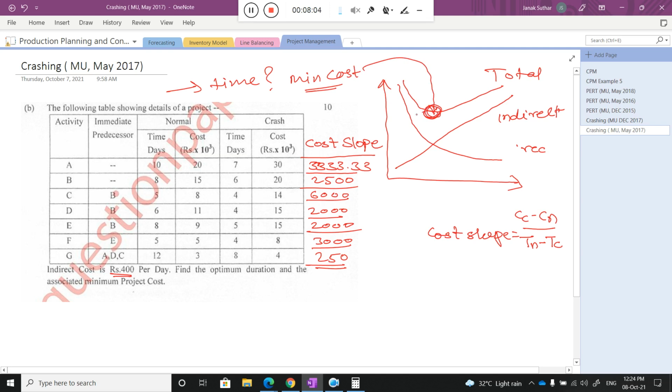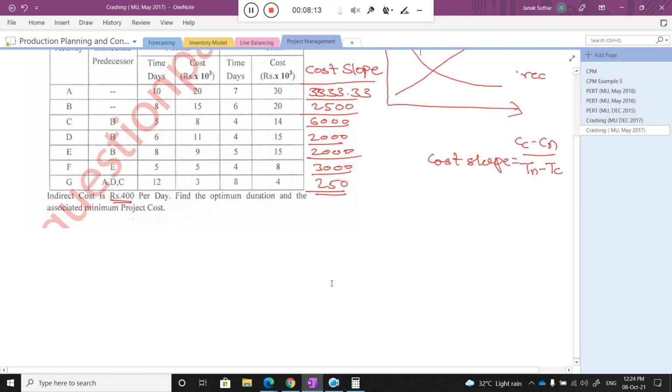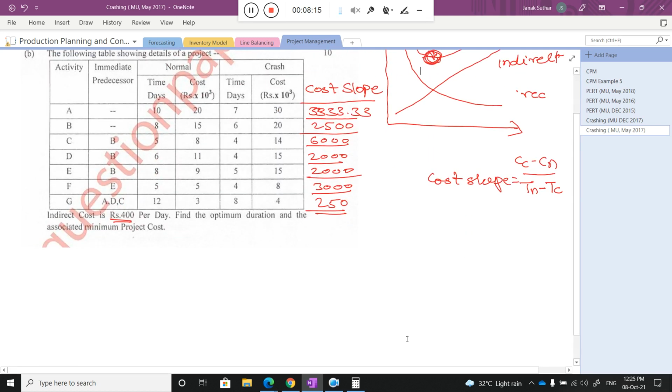Okay, so now I start. What is the first process? Again, after calculating the cost slope, you need to draw the network diagram. Okay, so I just try to draw the network diagram for this particular problem. This is the 1 to 2. This is the activity A, and this is the activity B. Both are independent activities. I'm sorry, this is the 1, 2, 3.